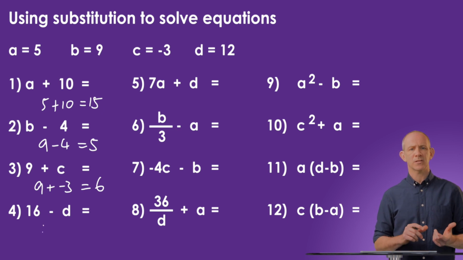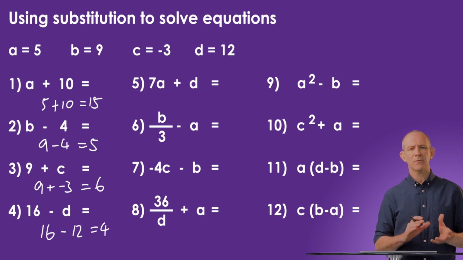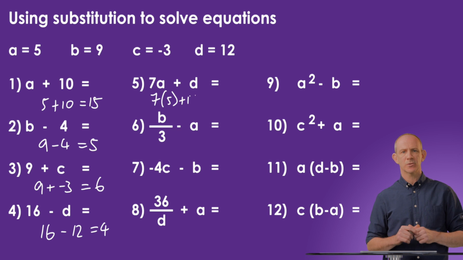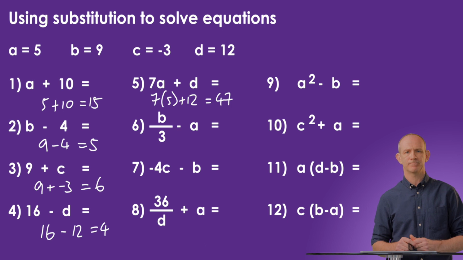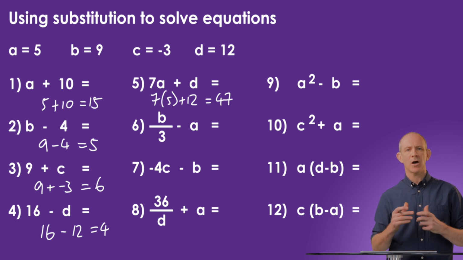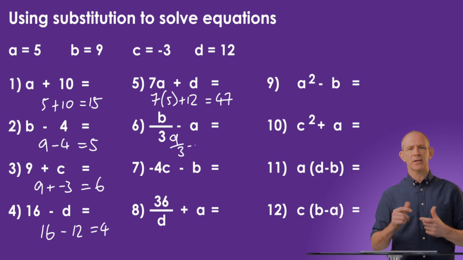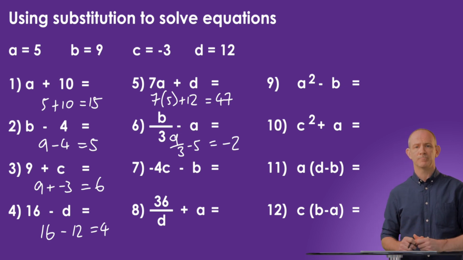In this next one, we've got 16 take away 12, which would equal 4. Here we've got 7a plus d, so 7 times 5 plus 12. Remember BIDMAS, we do the multiplication first, so 7 times 5 will give us 35, plus 12 would give us 47. In this next one, we've got b over 3. Now that means that b is being divided by 3, and then we're subtracting a, which would be 5. So we've got 9 divided by 3 minus 5, which is 9 divided by 3 would give us 3. Take away 5 would give us -2.